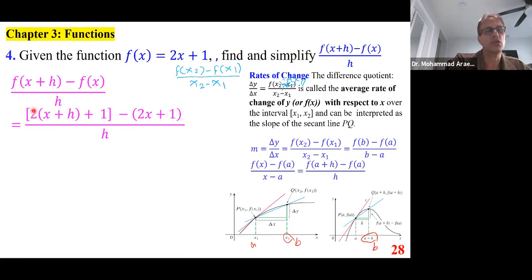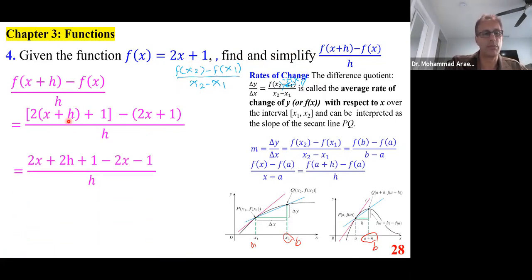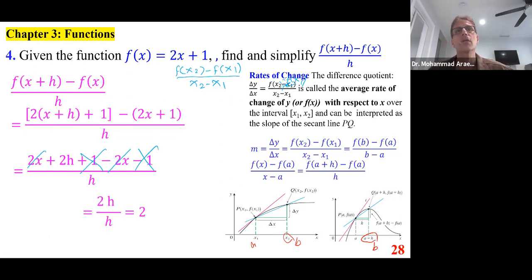We are going to distribute the 2. We get 2x plus 2h. Okay, and we write the rest. So what happens now? We simplify. The numerator is left with 2h only, divided by h. The final answer is 2.